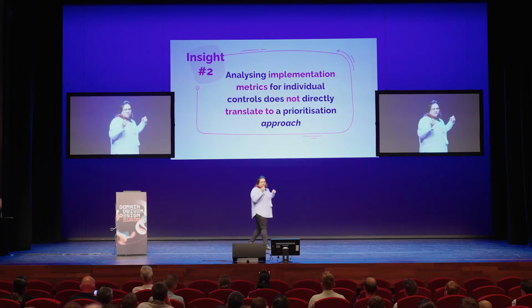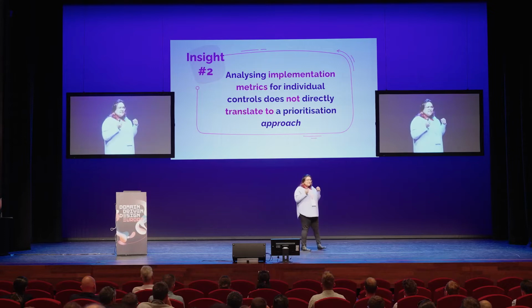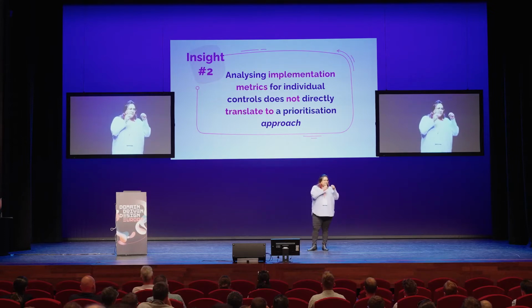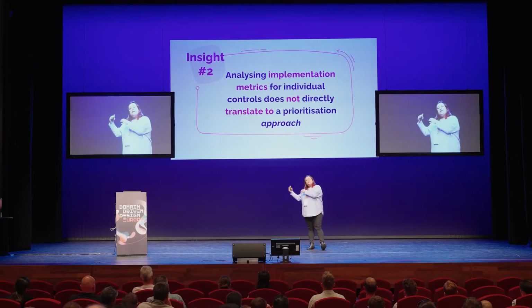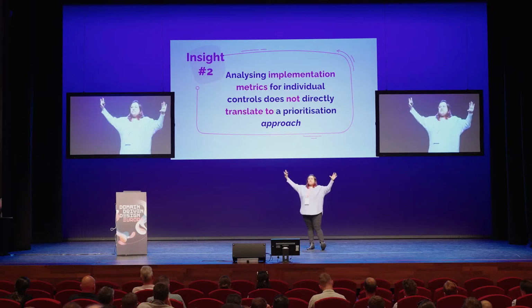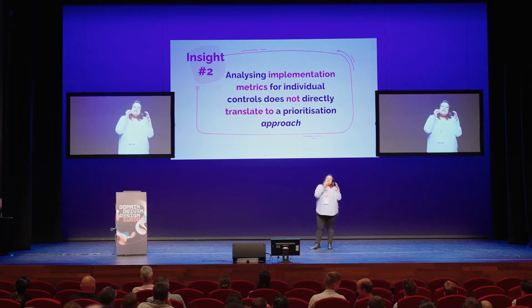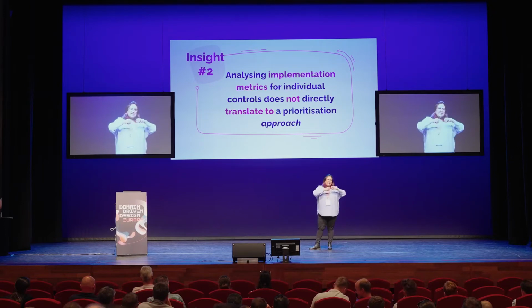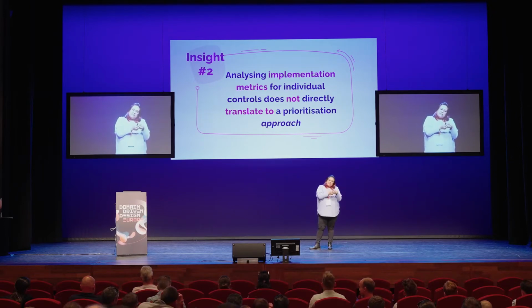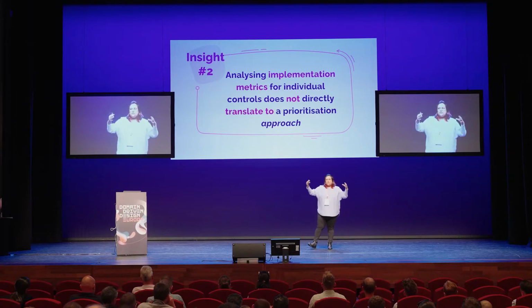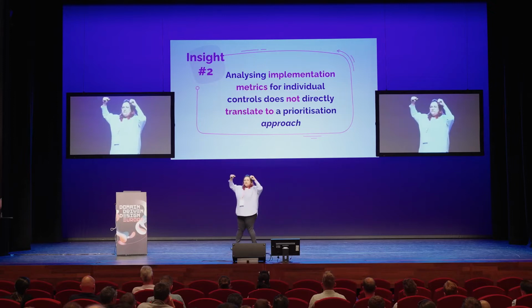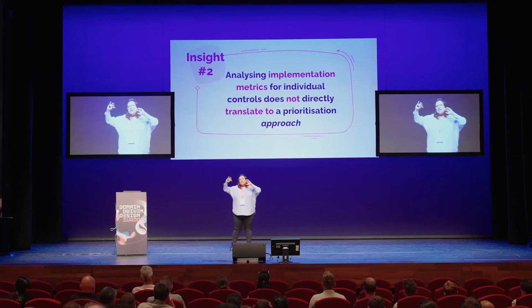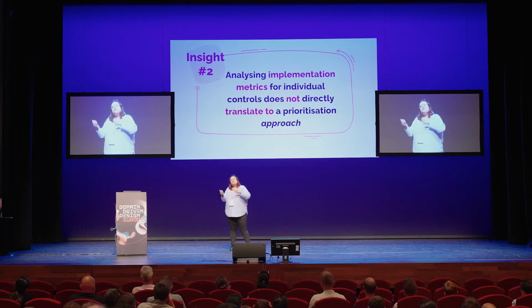The other thing that we took away from this was that analyzing the implementation metrics for each of the controls would not help with a pattern for a prioritization approach, because they're working at two very different levels. The implementation metrics and any analysis around implementation is specific to that control. Whereas when you're thinking of a large program of work that's trying to prioritize, you need a pattern. You need to get out of the individual controls and think about a broader pattern.